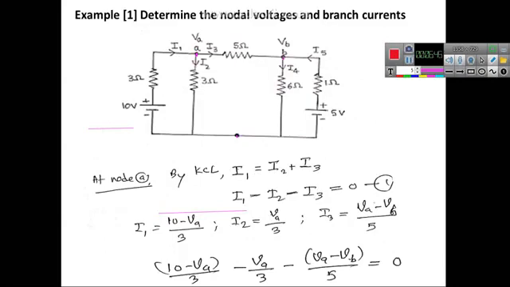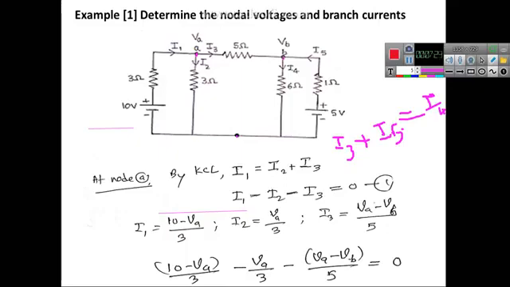Now you can go for writing the nodal equation at node B. What is the nodal equation here? So incoming current is I3, outgoing currents are I4 and I5. So therefore, as per KCL, incoming current is I3 plus I5 is equal to I4, which is the outgoing current.